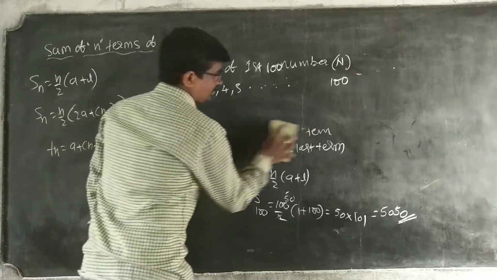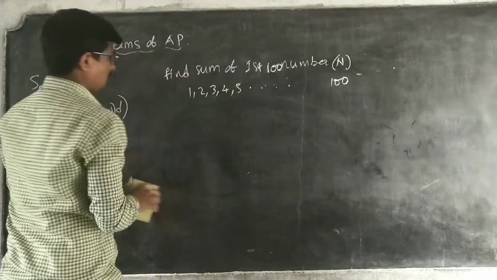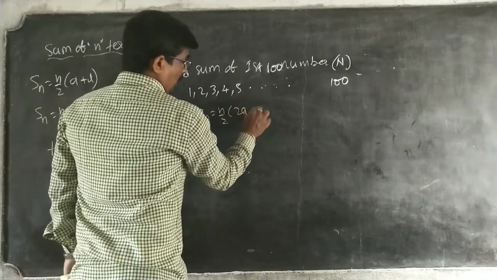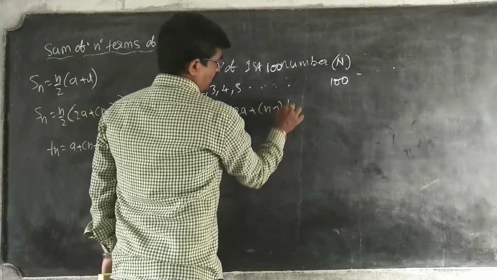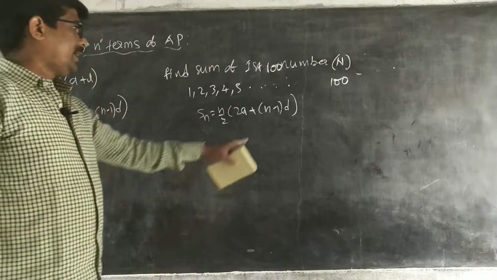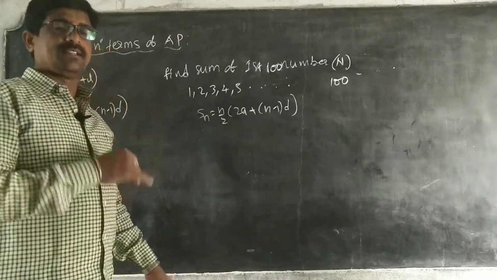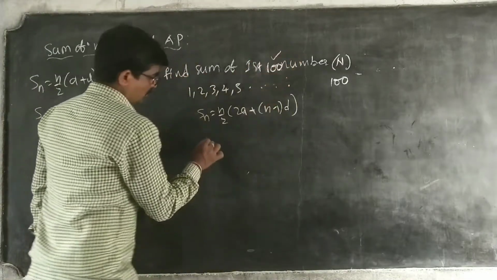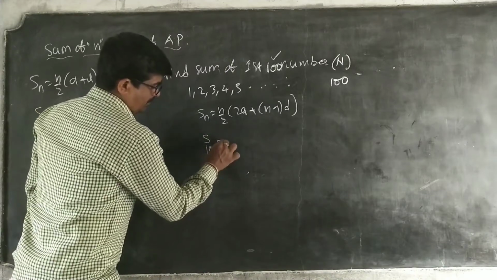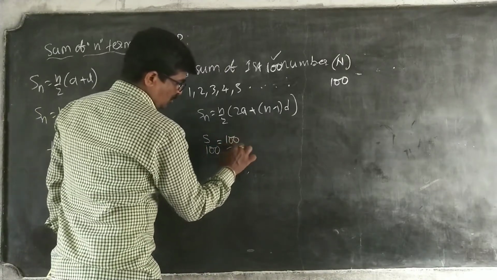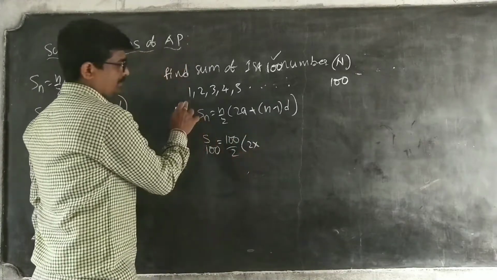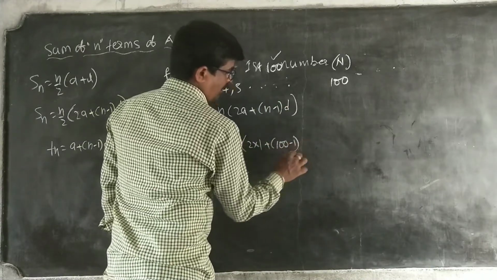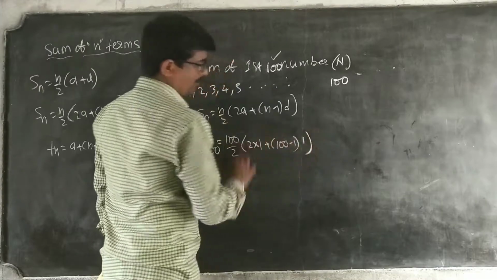Same problem using another principle. Observe here: Sn is equal to n by 2 into 2a plus n minus 1 into d. Here n means the number of terms, whether 100 terms or 60, 20 or 30 terms, whatever they ask. But we are counting for 100. So S100, the sum of the 100 terms: 100 by 2, into 2a, where a is the first term, plus 100 minus 1, into d. The common difference is 1 only.